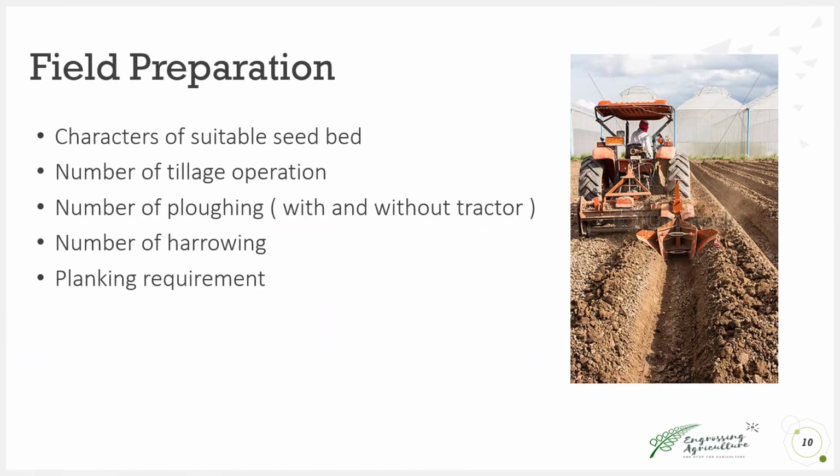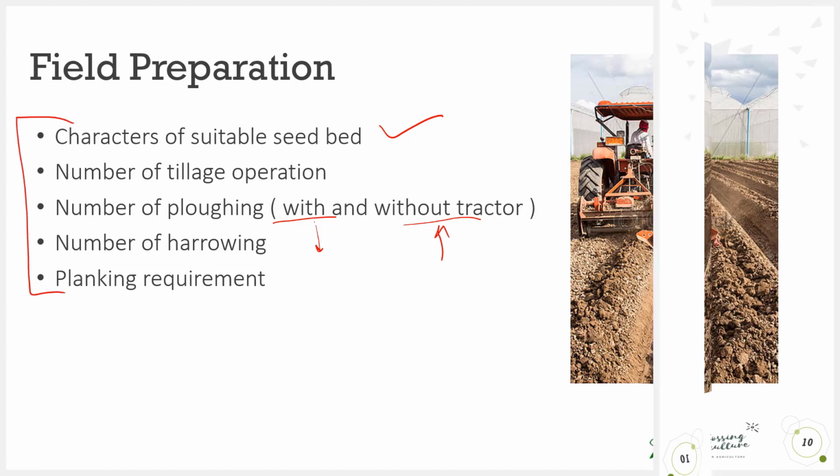Field preparation. In field preparation, we must know the characteristics of a suitable seed bed. If you are growing sugarcane or cotton, then what kind of seed bed is required for the cultivation of the same crop? Then the number of tillage operations. That means what different manipulations of soil we need to carry out for preparation of the perfect seed bed and field. The number of plowings depends upon the availability of a tractor. If we have a tractor, the number of plowings is less, and if we do not have a tractor, the number of plowings is more. Then the number of harrowing and planking requirements. All these are required for field preparation.